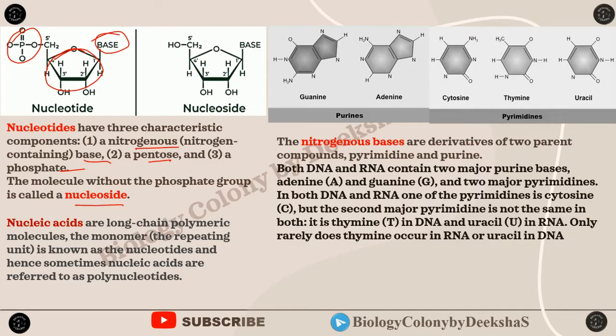Nucleic acids are long chain polymeric molecules. The monomers are known as the nucleotides, and hence sometimes nucleic acids are referred to as polynucleotides. Then we have the nitrogenous bases. They are of two types, pyrimidines and purines. Both DNA and RNA contain two major purine bases, that is adenine and guanine, while RNA contains cytosine and uracil and DNA contains cytosine and thymine.